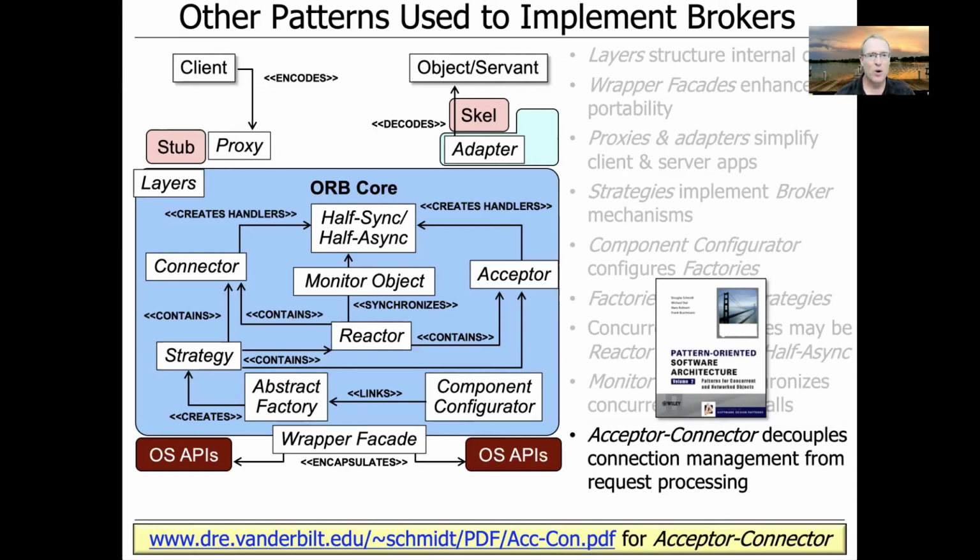layers in the middleware. So Acceptor-Connector is a very powerful pattern that makes it easy to rearrange and decouple the various elements in a connection-oriented communication infrastructure like middleware, like an object request broker, and be able to handle things in a much more decoupled way that separates concerns effectively and allows lots of opportunities for extensibility and configurability.